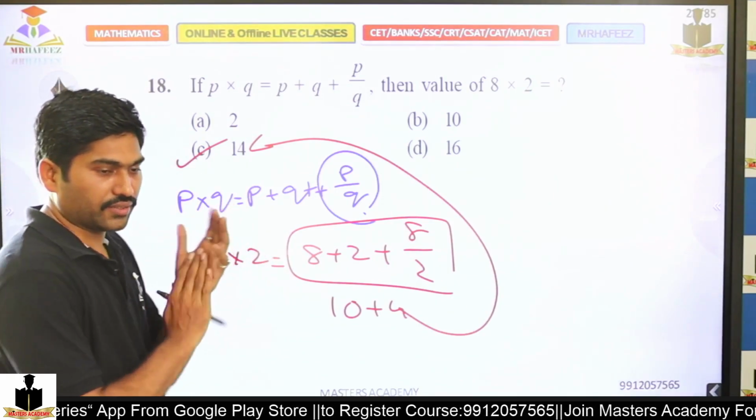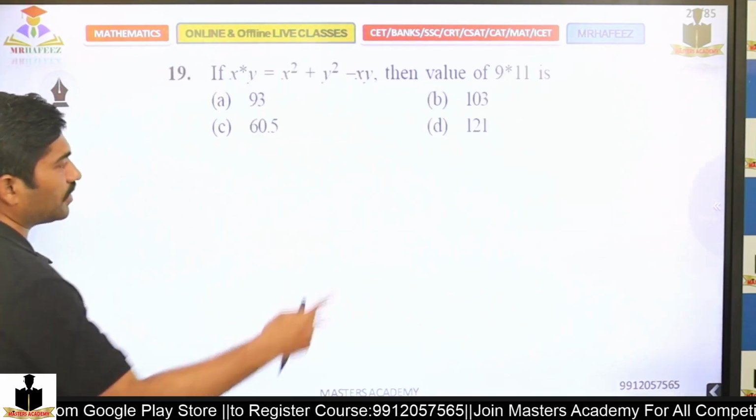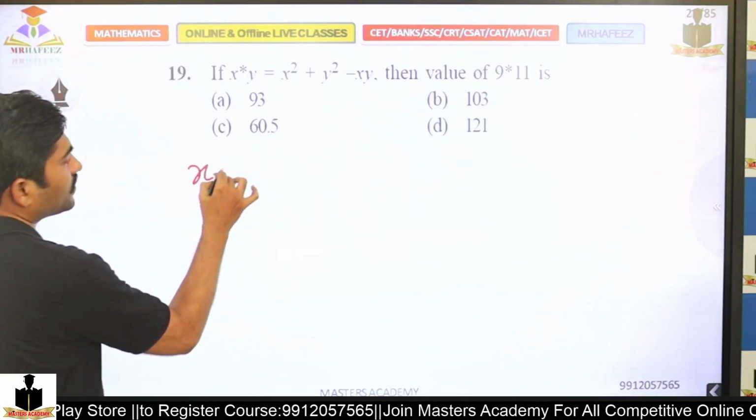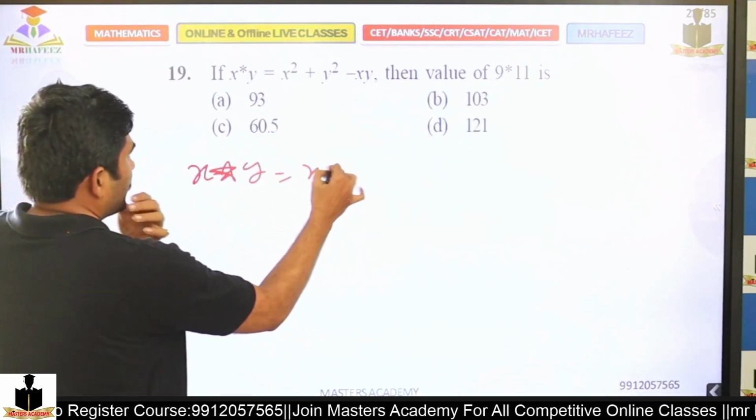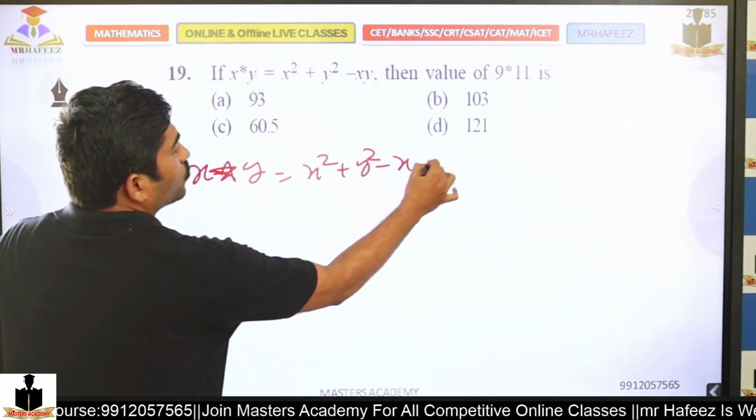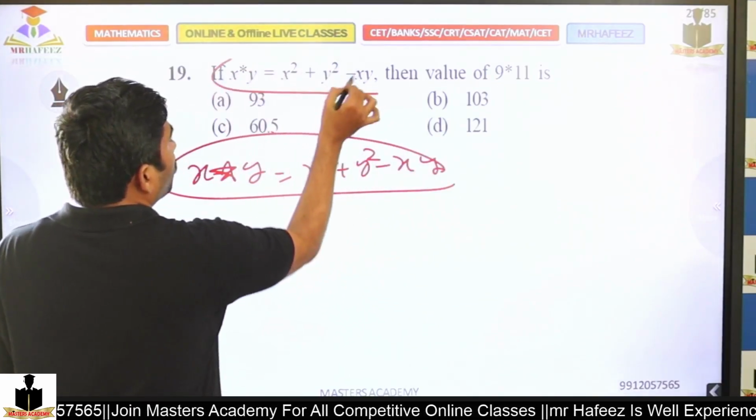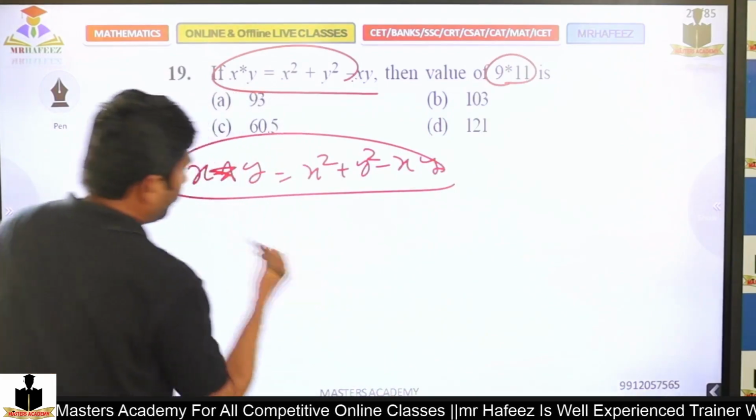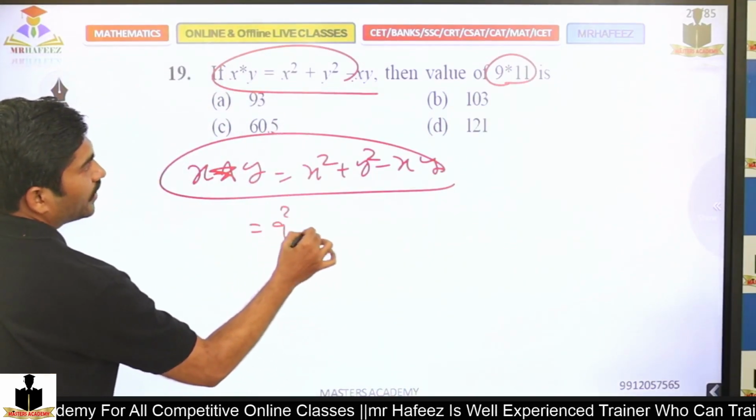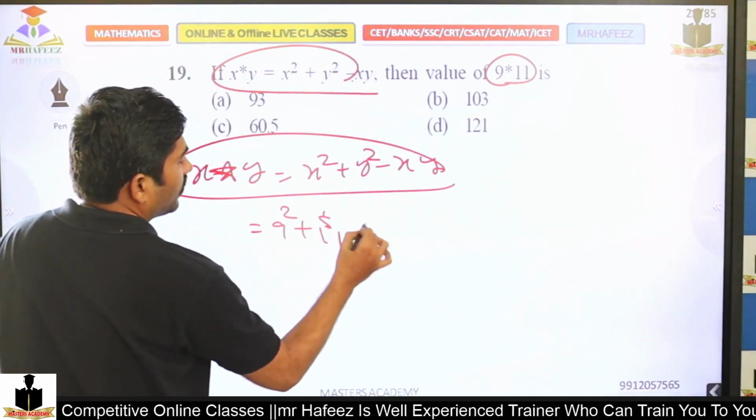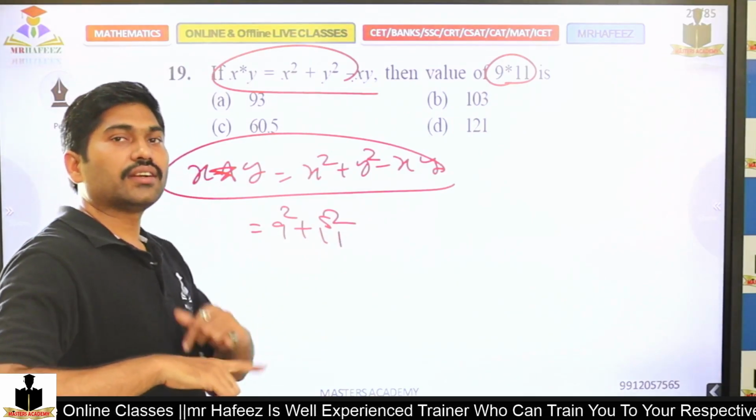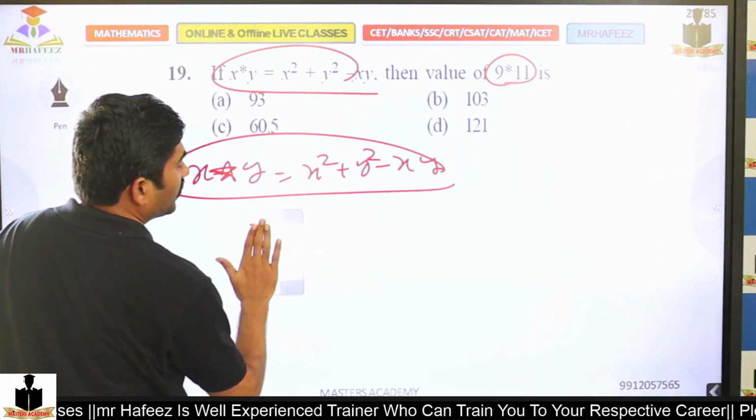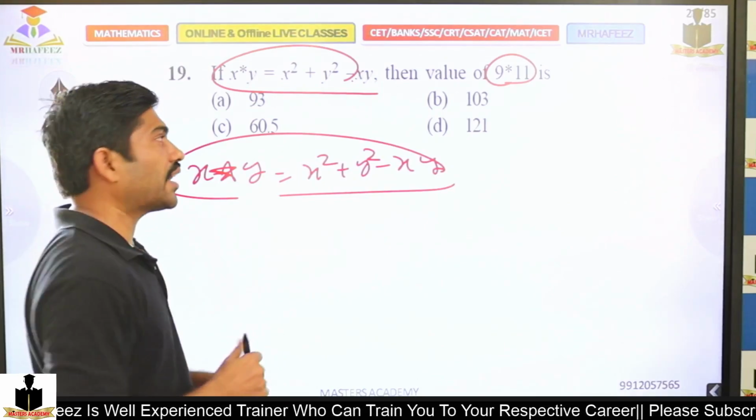Excellent, awesome. Moving to the next question. So x star y equals x square plus y square minus xy. So this is clear. Based on this, I should implement 9 into 11. That means 9 square plus 11 square. I should not write this. I should directly write the values. But for the sake of your understanding, I am just writing.